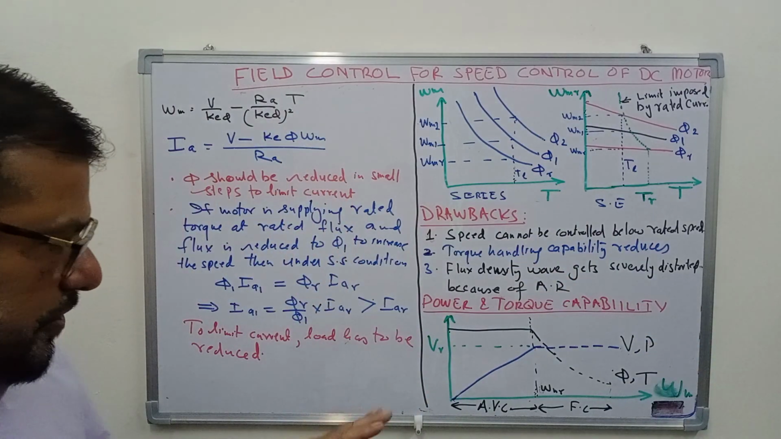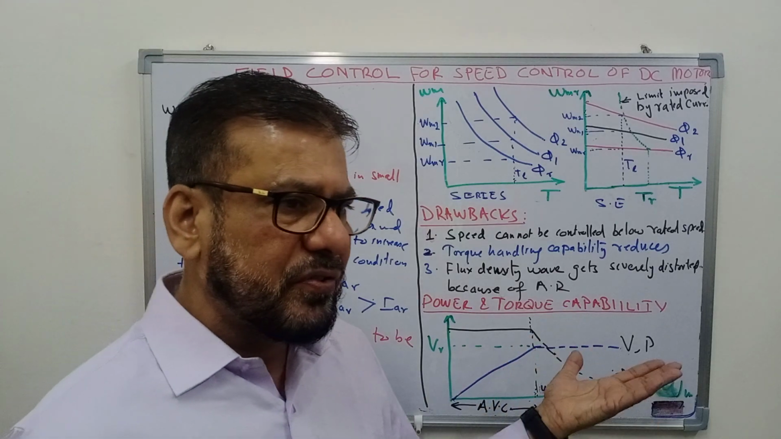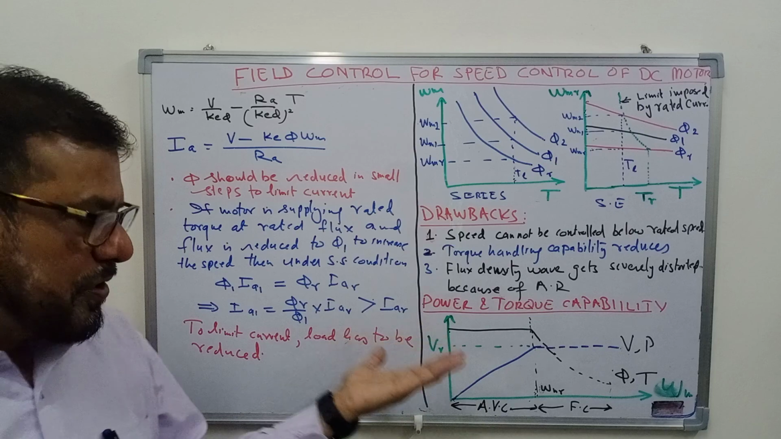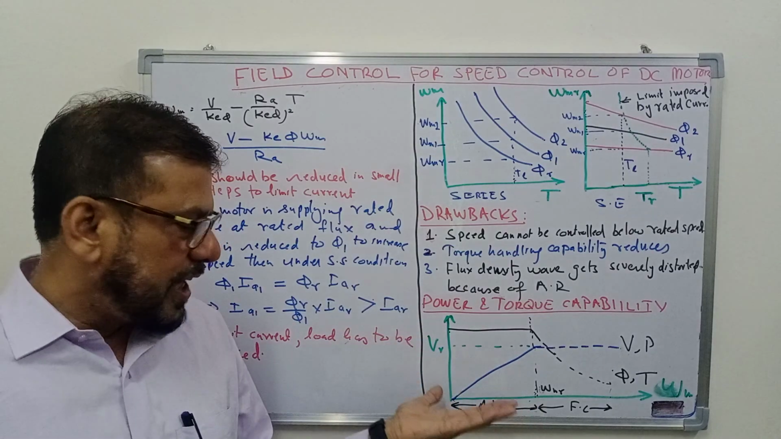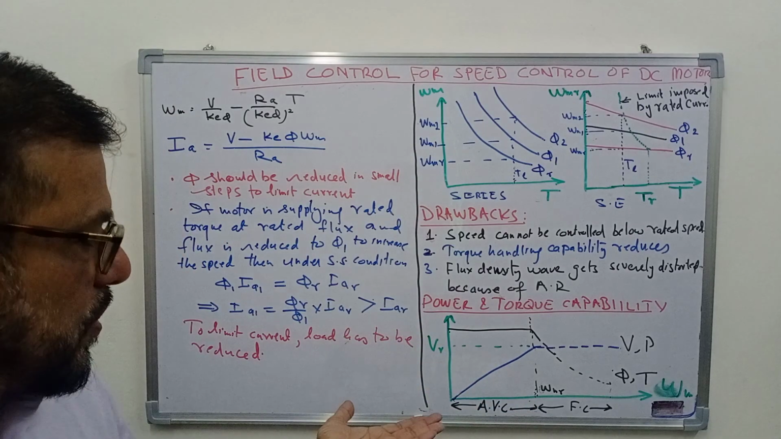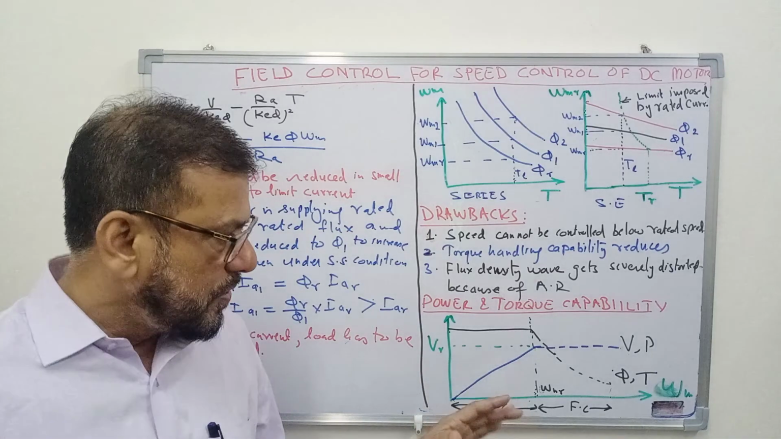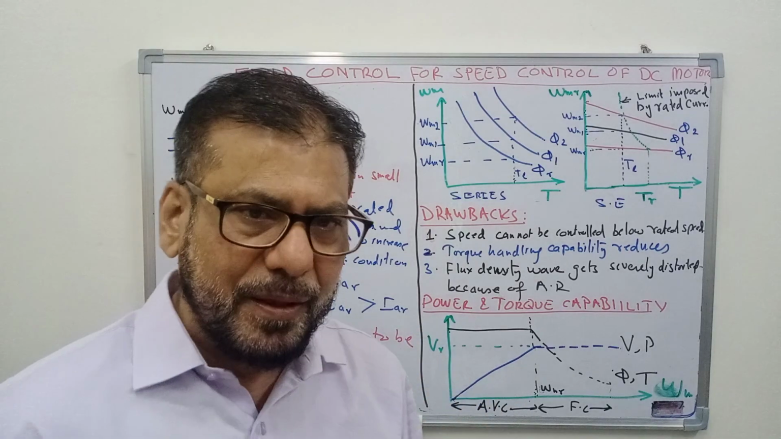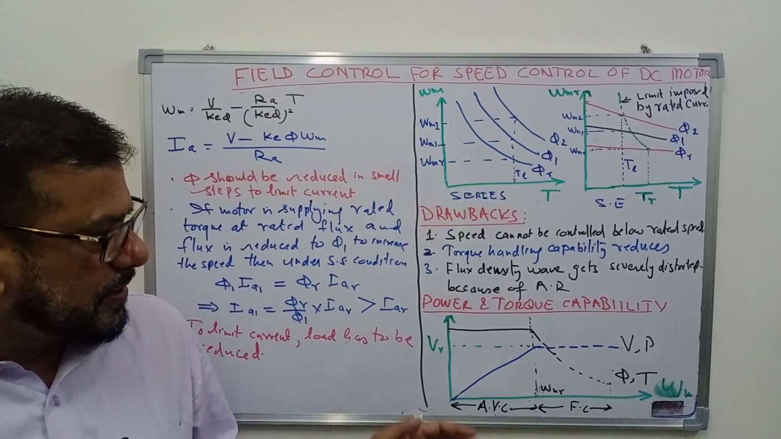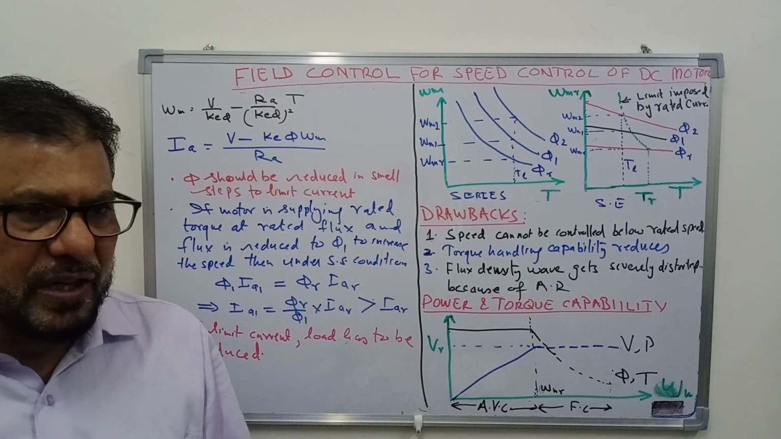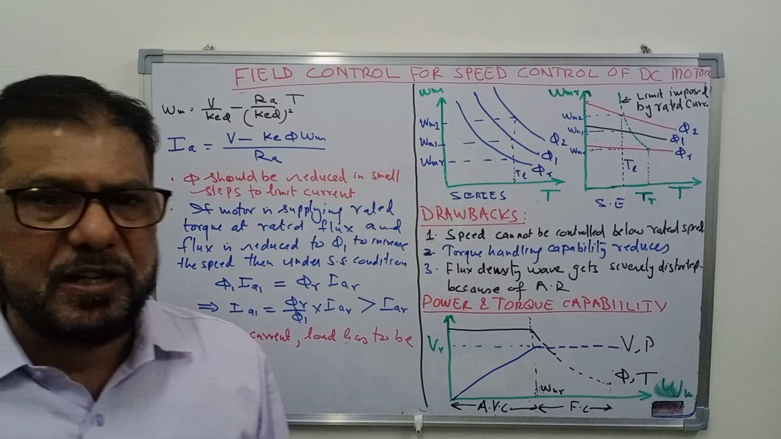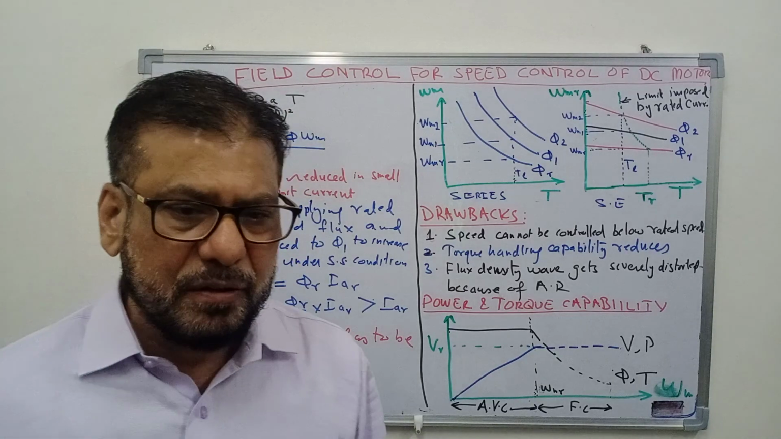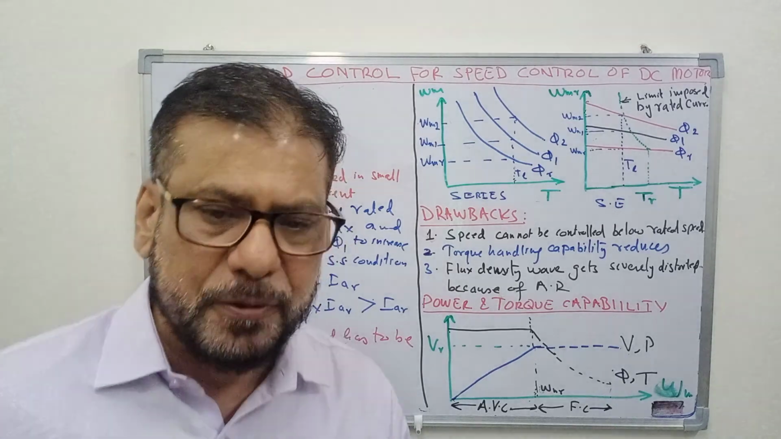So the field control drive is called constant power drive, while the armature voltage control drive is known as constant torque drive. This is an important thing that you must remember. Now we should discuss how to implement the field control method. What are the ways you can implement the field control method? I will discuss it just now.